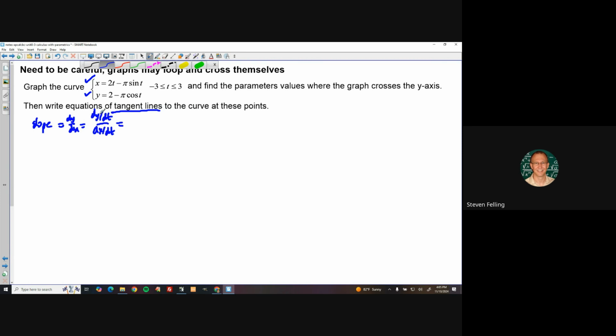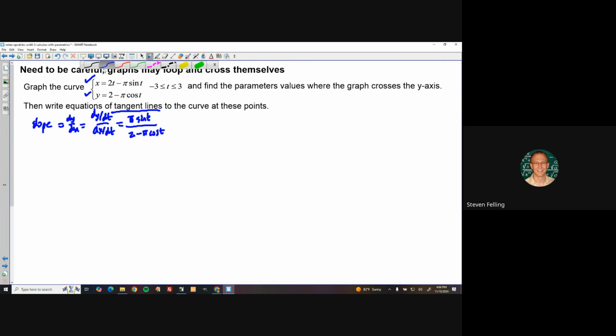So I'm going to have to figure out the equation for the derivative of y with respect to its variable. Taking the derivative of this equation, that's 0. Then we have minus pi cosine. The derivative of cosine is negative sine, so that will cancel this negative and we get positive pi sine of t. That's the derivative dy/dt. The derivative dx/dt is 2 minus pi times cosine of t. So now I have an equation that will give me the slope of the tangent line at any parameter value t, and we're just interested from -3 to 3 for the range of t.